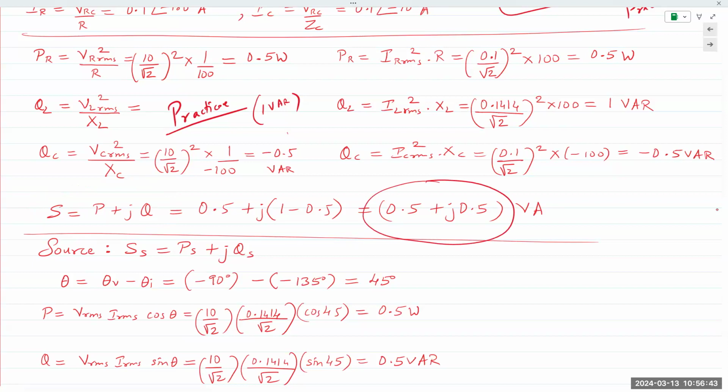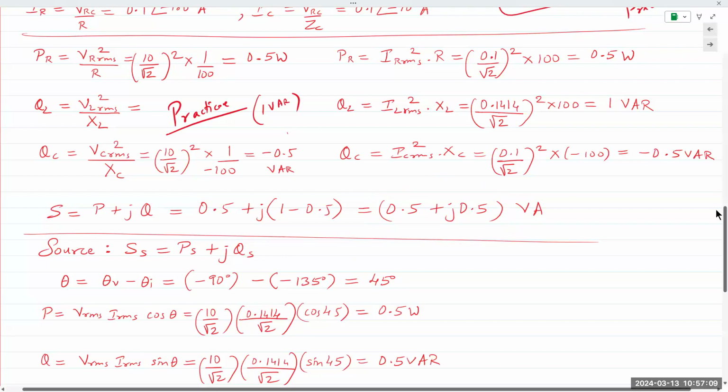That's it. We found power for every single component in the circuit. When it says every component, the source is also a component in the circuit. So you have to find the power for the source also. Okay, so understand that from the problem statement.